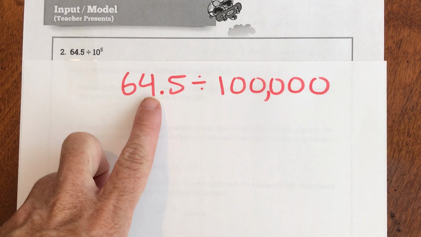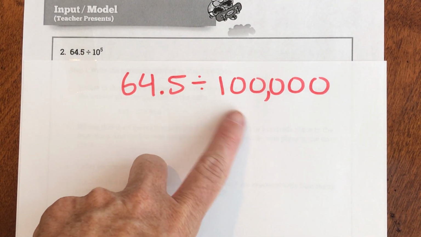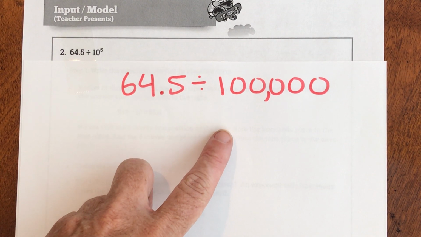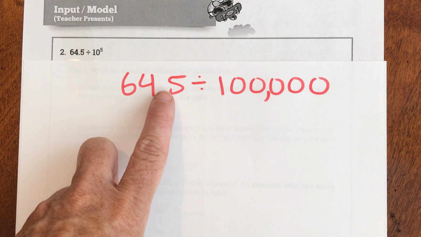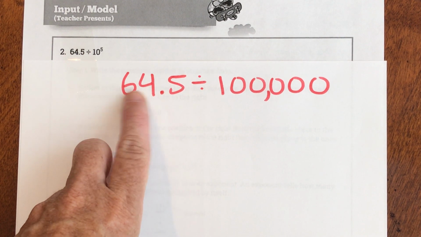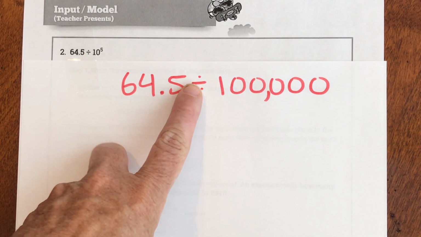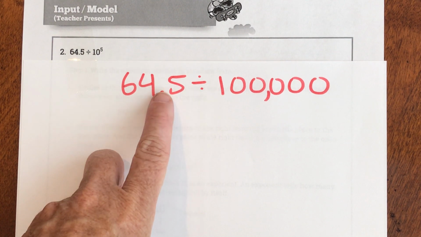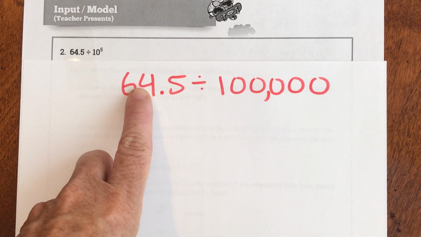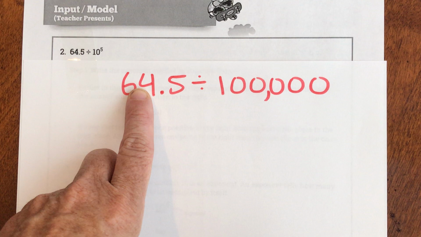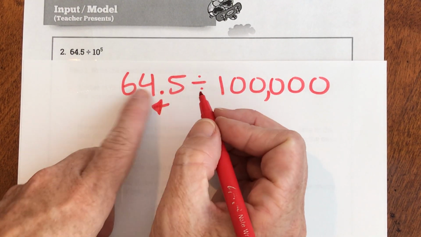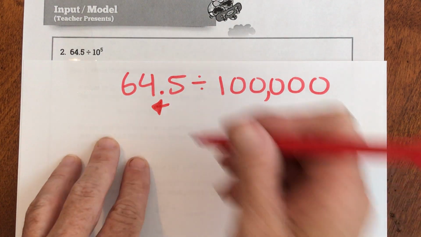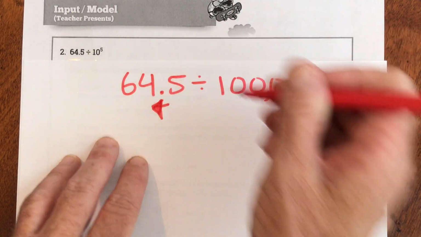If you're going to take a number and divide it by 100,000, doesn't it need to get a lot smaller? So which way should I move this to make my number smaller? I have 64 wholes right now. If I move it here, I'm going to have 645 wholes, so it's getting bigger. If I move it this way, I only have 6 wholes. So I want to move my decimal that way. That's going to make it get smaller.